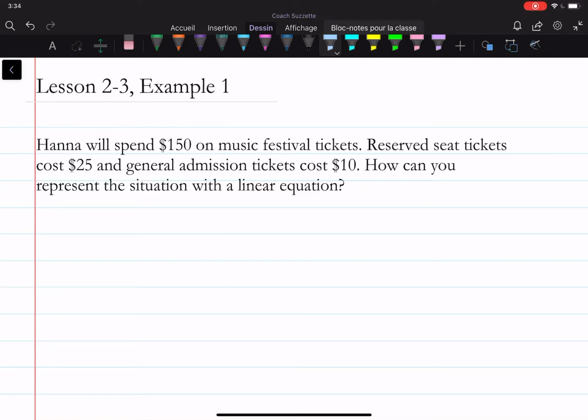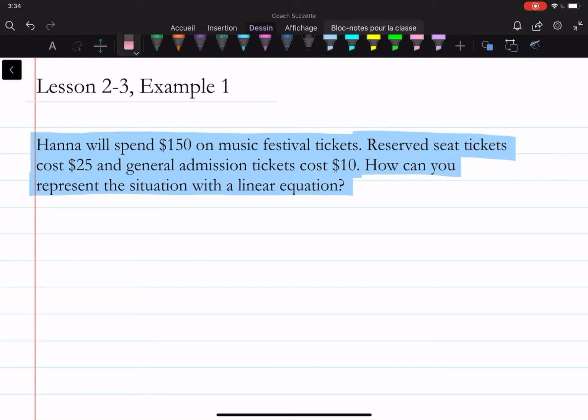We are given Hannah will spend $150 on music festival tickets. Reserved seat tickets cost $25 and general admission tickets cost $10. How can you represent the situation with a linear equation?